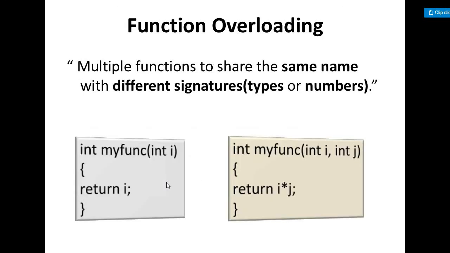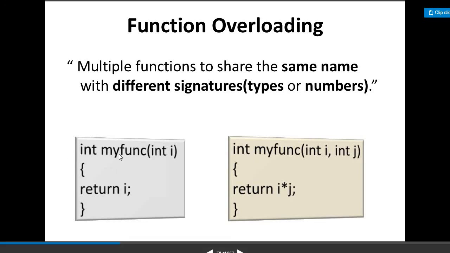Function overloading: multiple functions share the same name with different signatures, different types of arguments, different data types. So this is my function, integer, return I, with only one integer parameter passed here. And another my function, integer, return I statement. That means same name, same return type, but here the parameter is only one, and there we have 2 parameters passed.